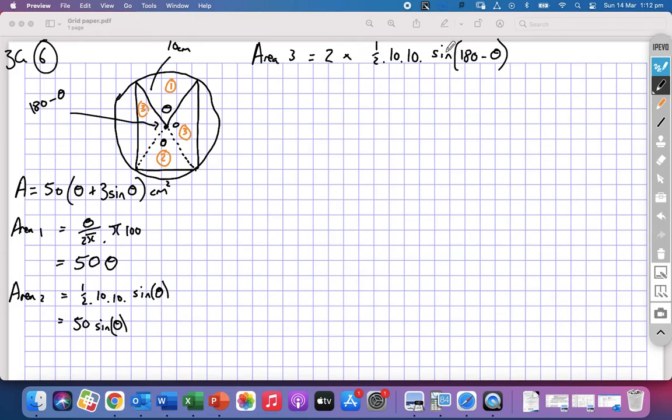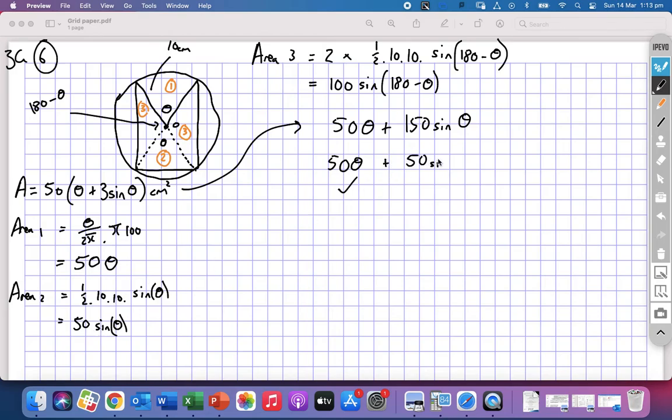Now, wouldn't it be nice if it fitted this a bit better? At the moment I've got 100, then half, but then times by 2, so 100 sine 180 minus theta. The book says that I should be getting an area. Let's expand it for a minute. They say the area should be 50 theta plus 50 times 3, 150 sine theta. At the moment I've got 50 theta. All right, that checks out. Tick. Then I've got a 50 sine theta.